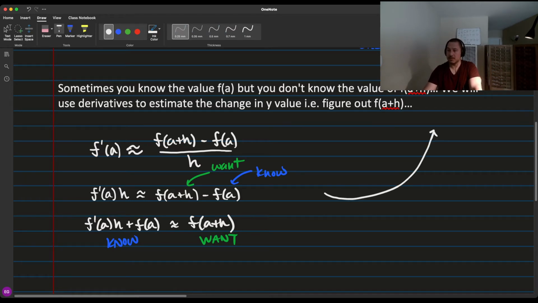And there's a reason for why this works. I'm going to draw the little picture. You know this value right here at x equals a. Now let's draw the tangent line.